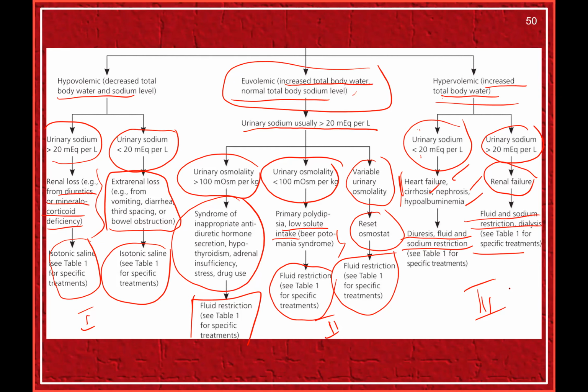Whereas if you have hypervolemia, then there will be fluid overload in the body, as you see in conditions like heart failure, cirrhosis, nephrosis, hypoalbuminemia, and urine sodium is less because of reflex mineralocorticoid stimulation. They try to conserve sodium in these conditions, and that is why there is water retention. Along with water, sodium also is retained. Urinary sodium is low. When there is renal failure, just the same picture, but the urine sodium excretion is rather unaffected or more than 20.